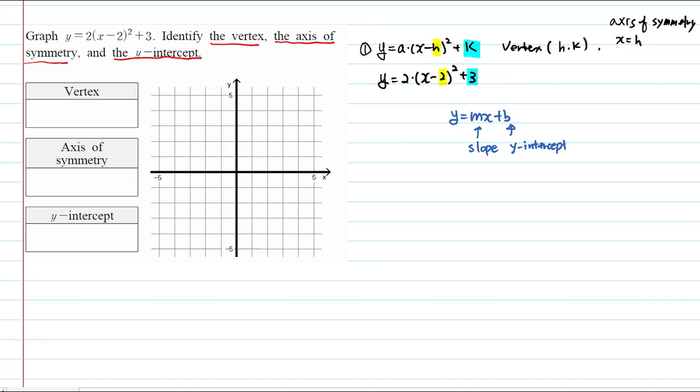Just like what we did with the equation of a line, if you have a parabola given in vertex form, you should be able to recognize the vertex and axis of symmetry right away. So we can say the vertex here is (2, 3), and the axis of symmetry is x equals 2. Why? Because a is greater than 0, the parabola will have a U shape. Then the vertex will be (2, 3), and the axis of symmetry will be right here.